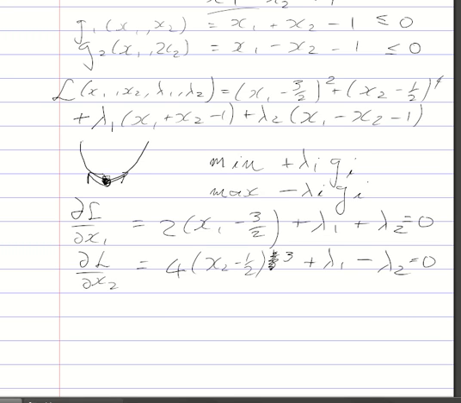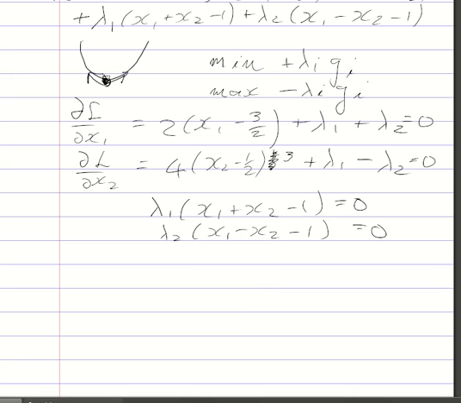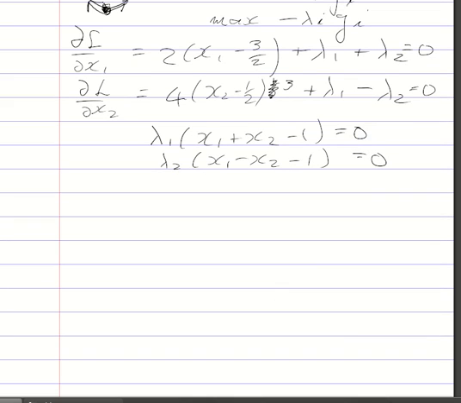But we have some more to work with. We also have the constraints here, lambda 1 times (x1 plus x2 minus 1) equal to 0, and lambda 2 times (x1 minus x2 minus 1) equal to 0. Now, this might look a little bit confusing. Why should these things be equal to 0? But it has a nice intuitive explanation.